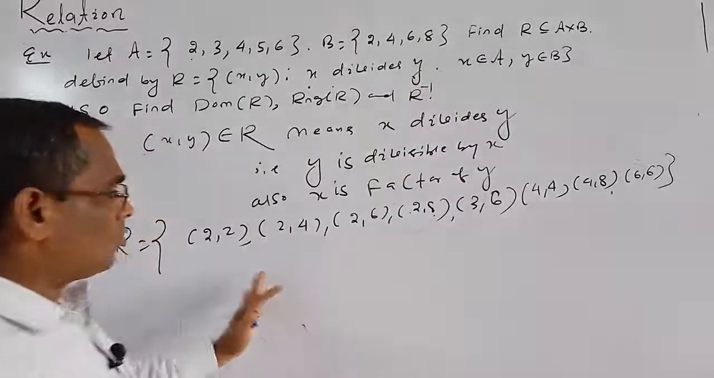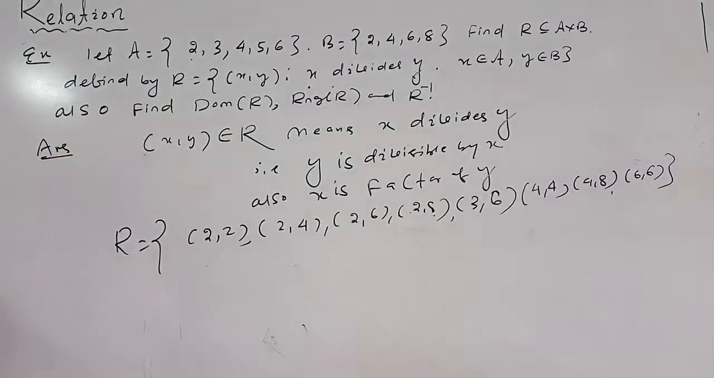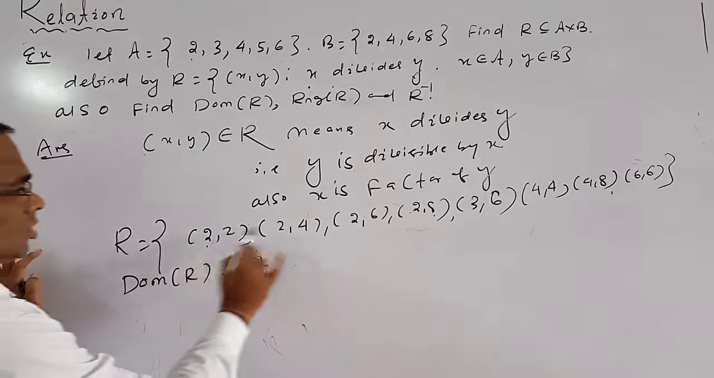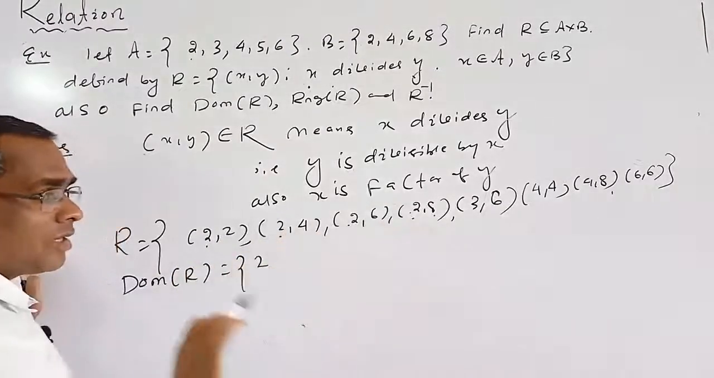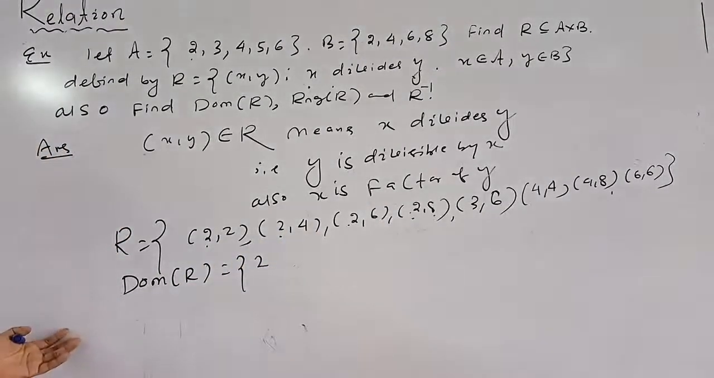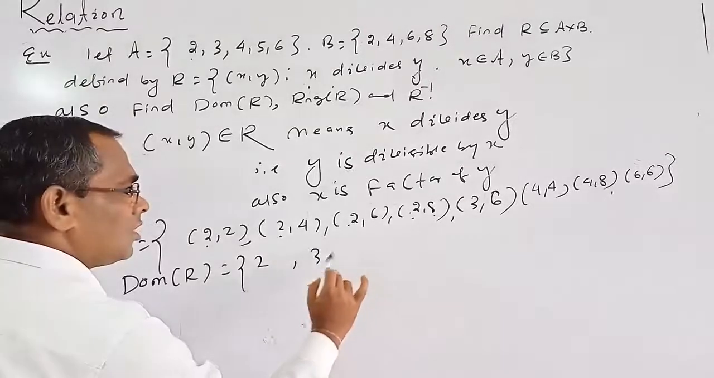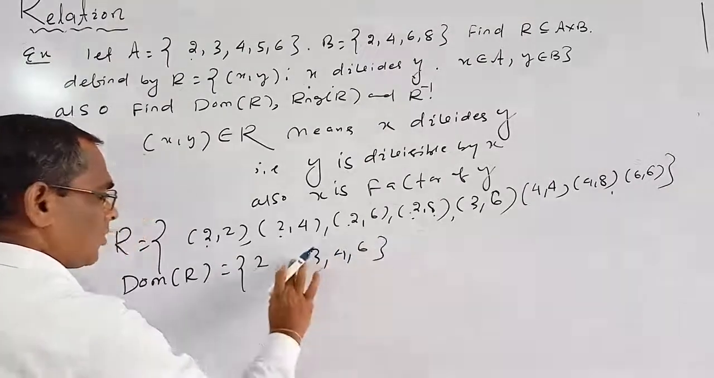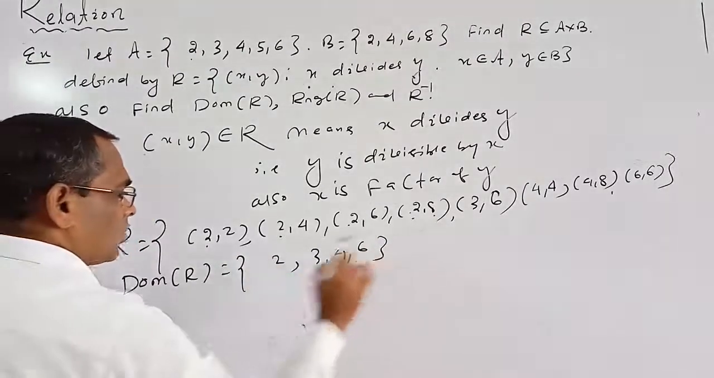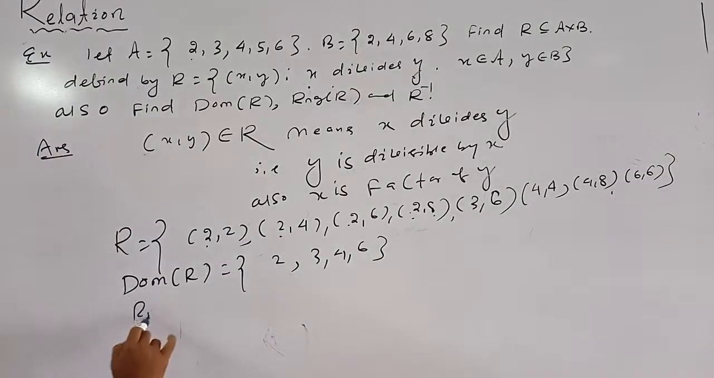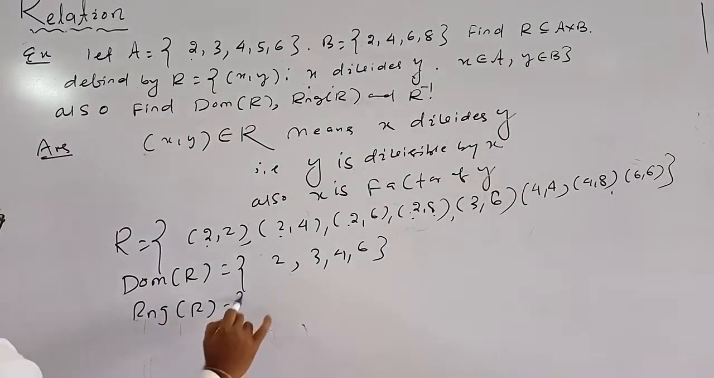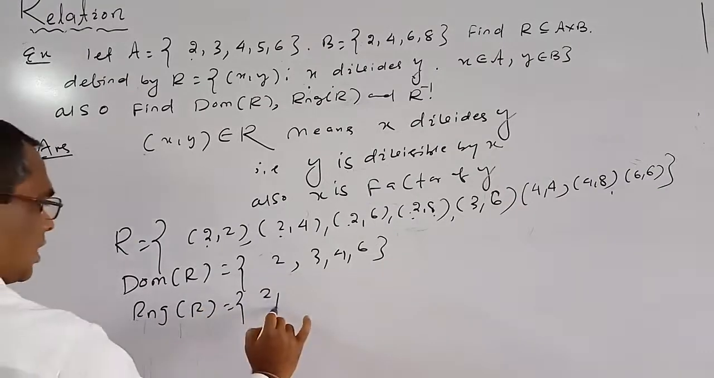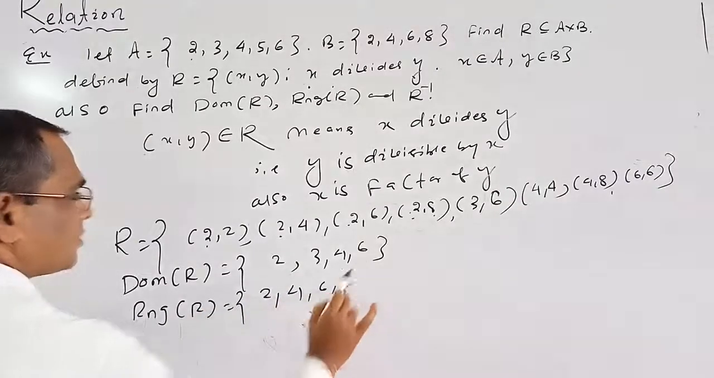So here R is equal to the collection of the ordered pairs, and what will be the domain? The domain of R is equal to the set of the first components. In a set, the same element is never written repeatedly. So the domain is 2, 3, 4, 6. What is the range? The range is equal to the set of second components: 2, 4, 6, 8.